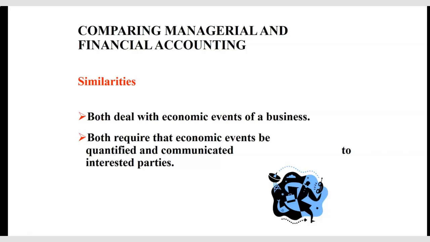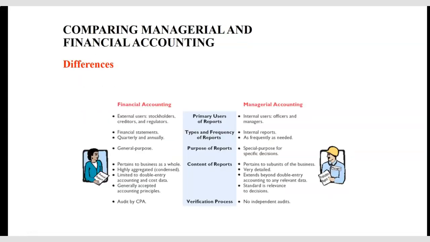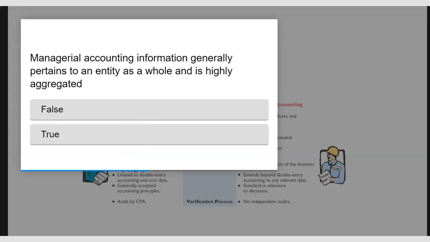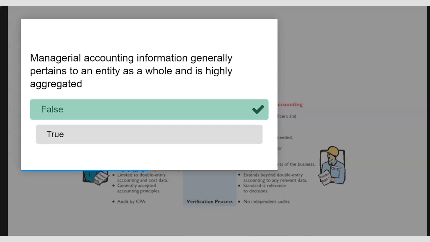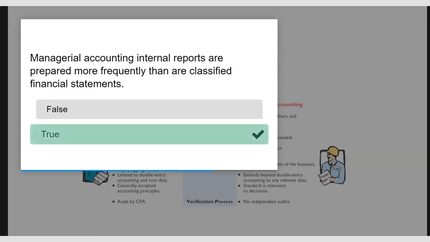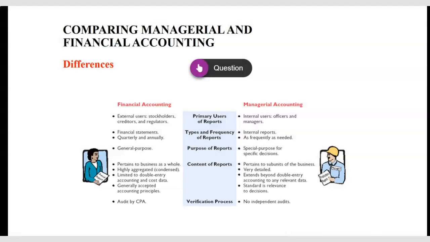Lastly, I want to compare managerial accounting to financial accounting. Now, the similarities, they both deal with economic events, and they both require that these events be quantified and communicated. However, that's where the similarities end. Financial accounting is for people outside the business. You're recording exactly what happened. So it's actually happened. It's history. And you're recording it and presenting it to people outside the business so they can understand what's going on.